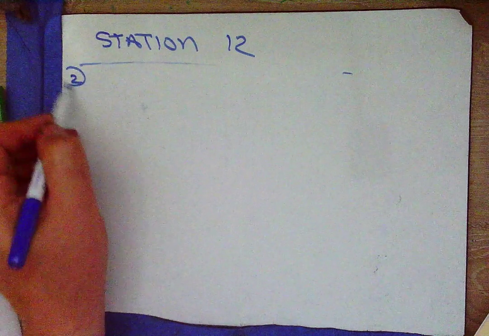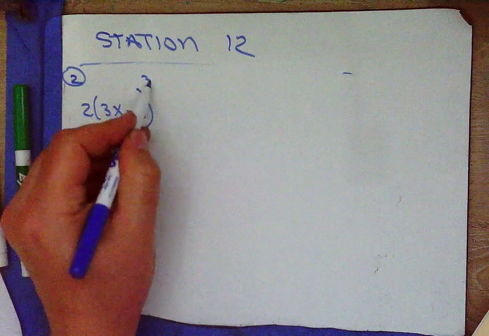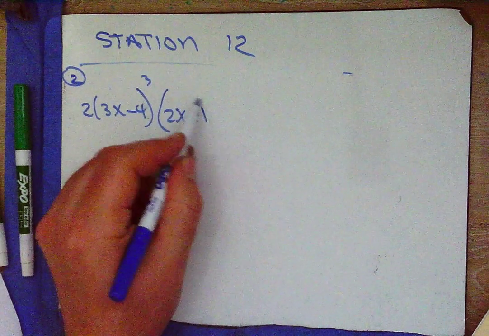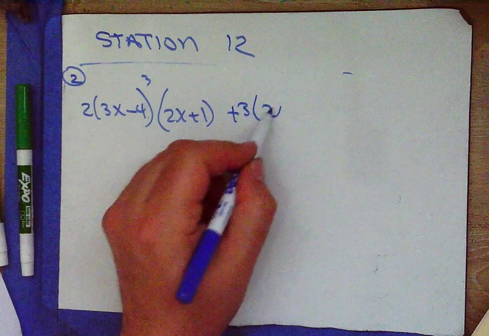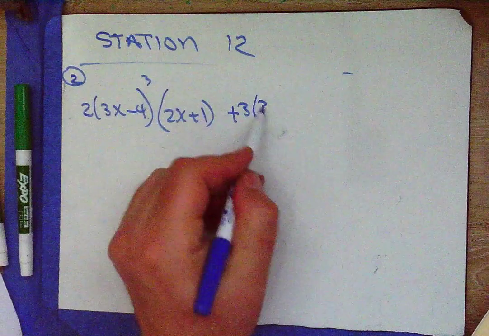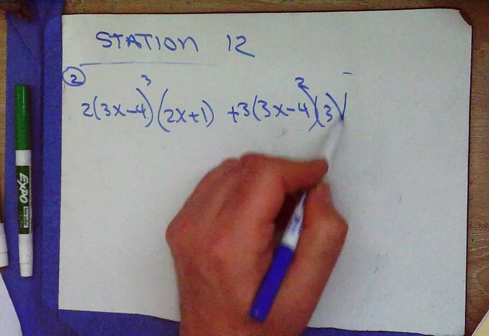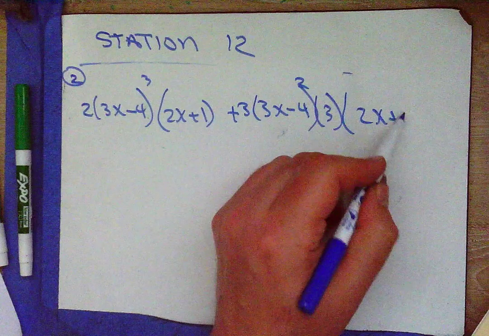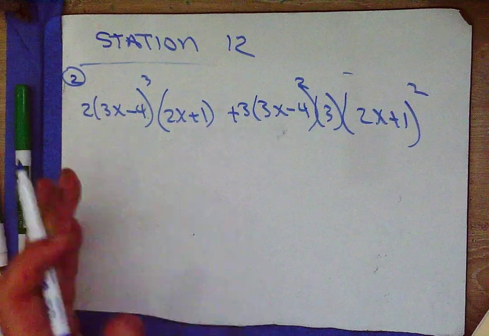All right, number 2. It looks a little more engaging, a little more involved. 3x minus 4 to the third times 2x plus 1, plus 3 times (3x minus 4) to the second times (2x plus 1) to the second. All right, go for it.